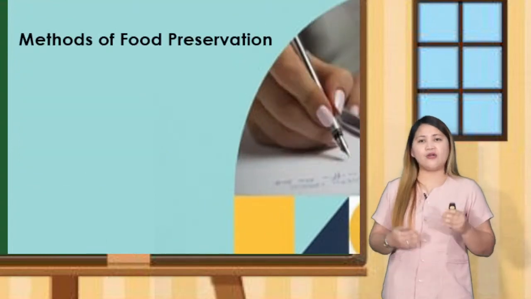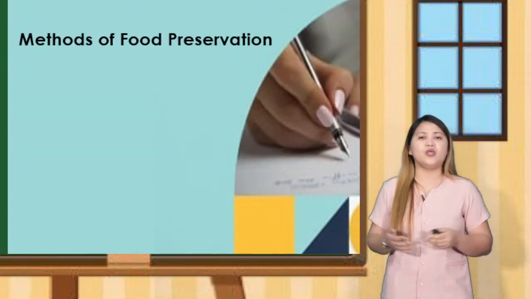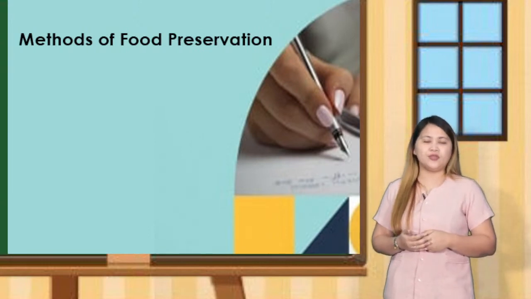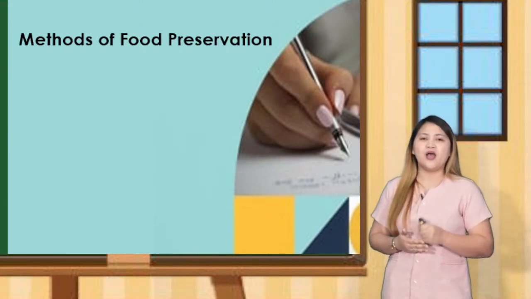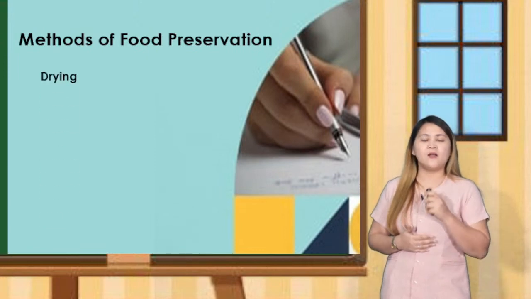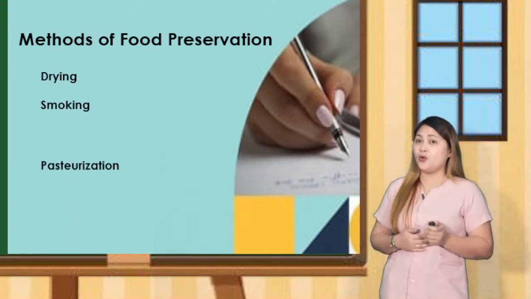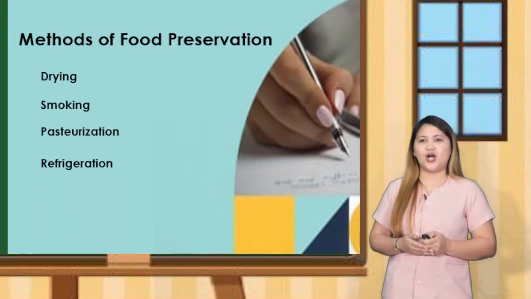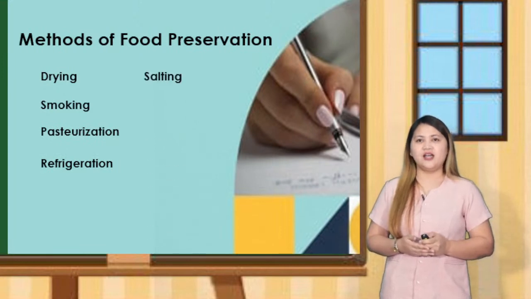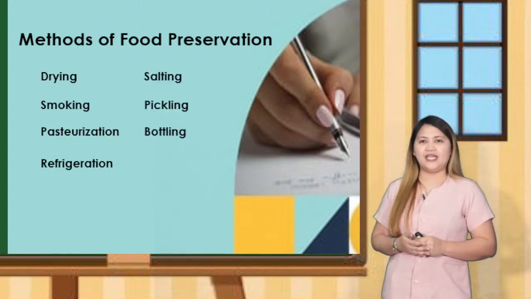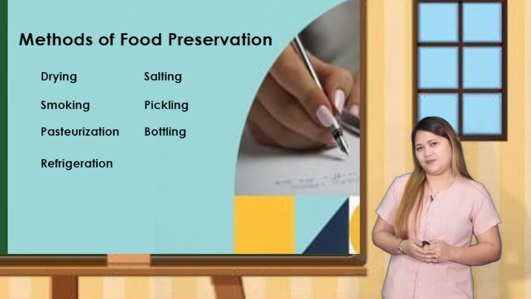Again, here are the different ways we can preserve food in order to avoid food wastage. We have drying, smoking, pasteurization, refrigeration, salting, pickling, and bottling.